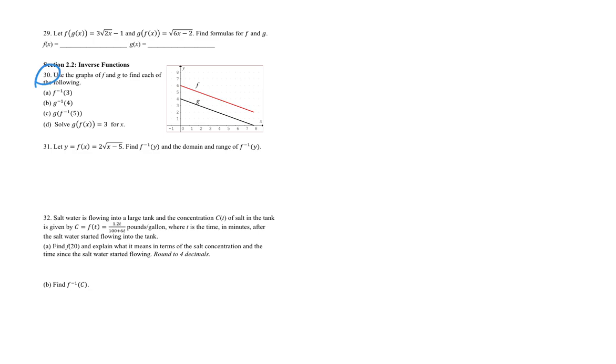So that's it for that one. All right, on number 30, I'm using the graphs of f to find each of the following. So f inverse of 3. That means that my 3 is an output value. So I'm looking for what is the input that gives me 3 as an output. I want to go over here to 3 as an output value and see what input value for f gives me the output value of 3. And if I'm looking at that correctly, it looks like it's 6. So 6 is the input value that I input into f that gives me the output of 3.